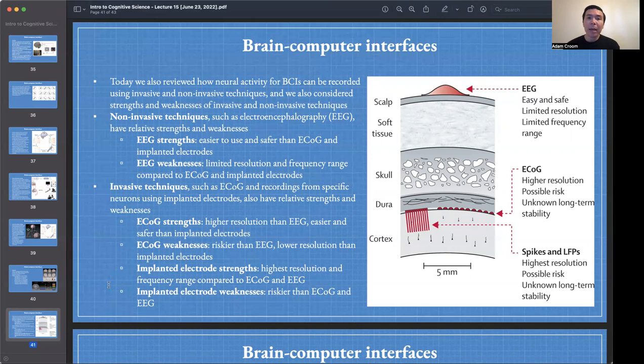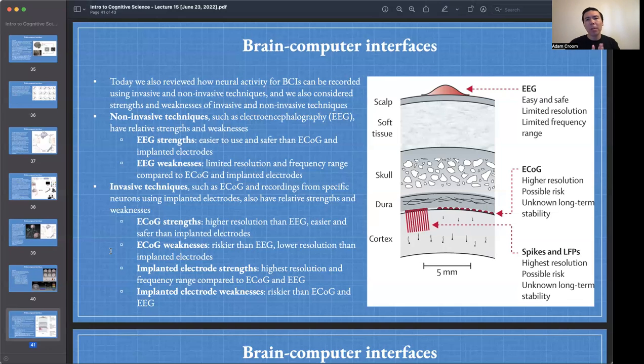And then finally, we have implanted electrodes. Strengths of this approach include high resolution and frequency range compared to ECoG and EEG. However, a relative weakness of implanted electrodes is that since we're implanting the electrodes into the cortex, this is the riskiest of all the approaches. As we implant things into the brain, we have to worry about the environment, which is also corrosive for certain component parts, so these parts may have to be replaced after time. There may be some internal movement or adjustment, and any of those things are going to be harder and more difficult to fix than if this was at a superficial level, like at the scalp.